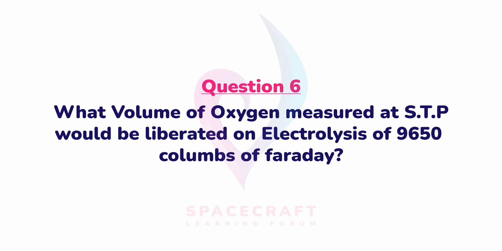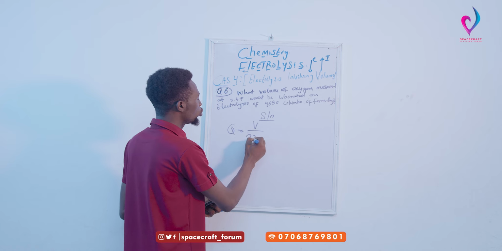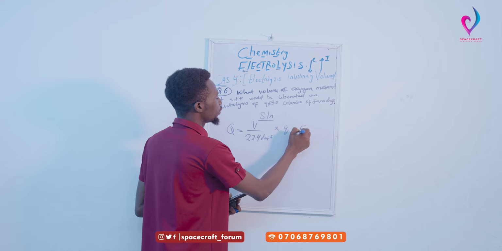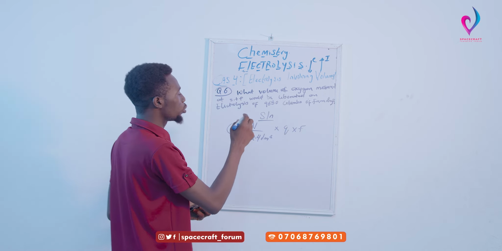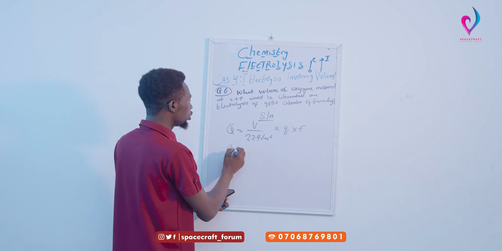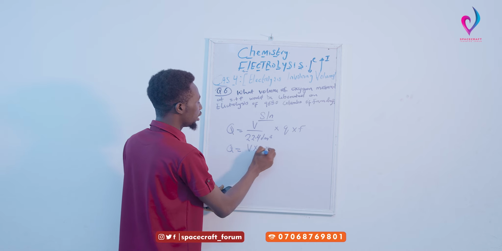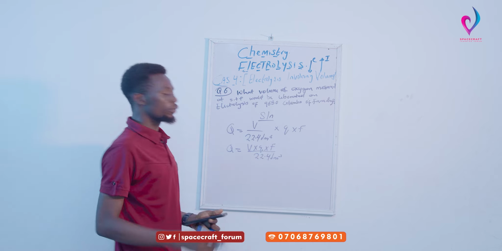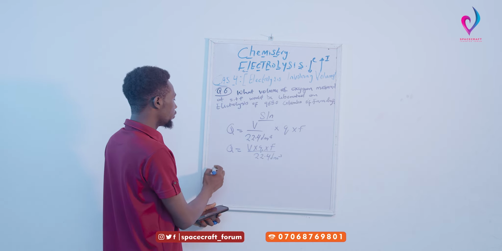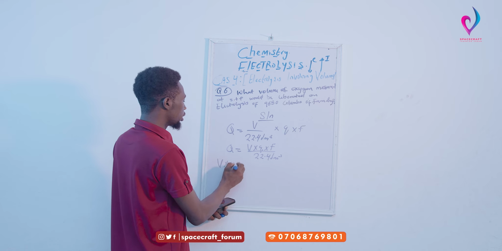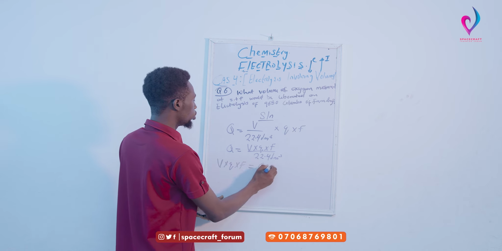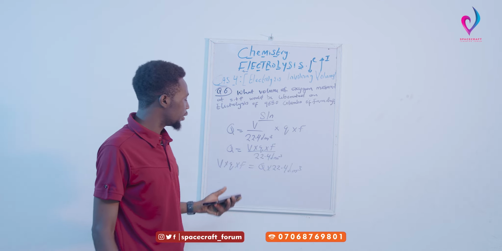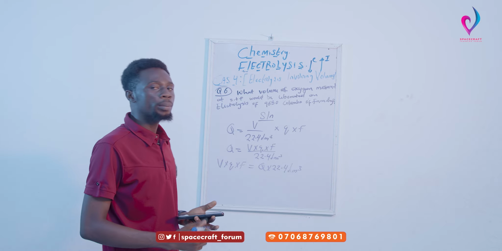We know that the formula is Q is equal to volume all over 22.4 dm³ times charge of the element times 1 Faraday. We want to calculate volume in this question. So we can easily say that Q is equal to V times q times F all over 22.4 dm³. So from here we can cross multiply. We have V times q times F is equal to Q times 22.4 dm³.